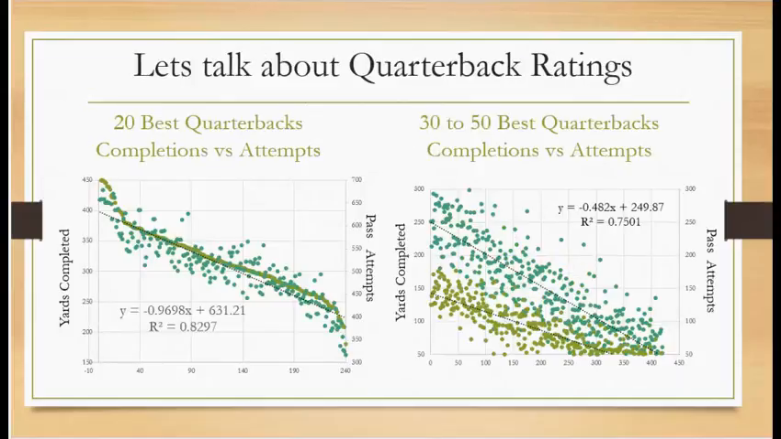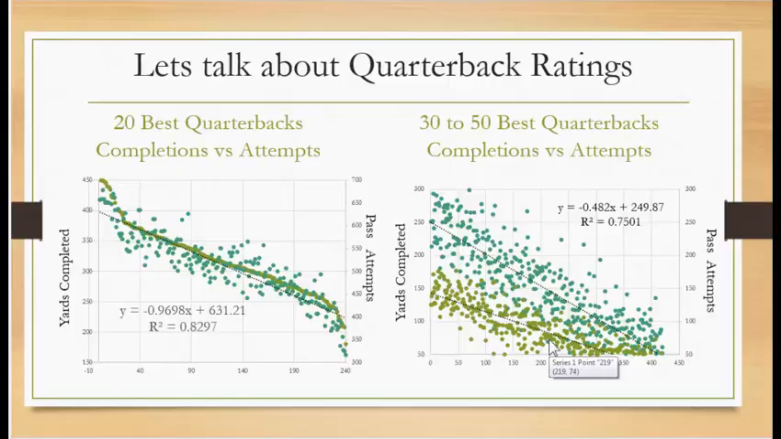So I went on down to this graph. And here I have a graph of the 20 best quarterbacks' completions versus attempts. And over here I have the same, the 30 to 50 best quarterbacks' completions versus attempts. So just stop and look at this graph. Without looking at any numbers, you can see on this one, look how tightly clustered those dots are versus on this one, how spread out they are. So that in and of itself is very useful to me. You can really see the difference.